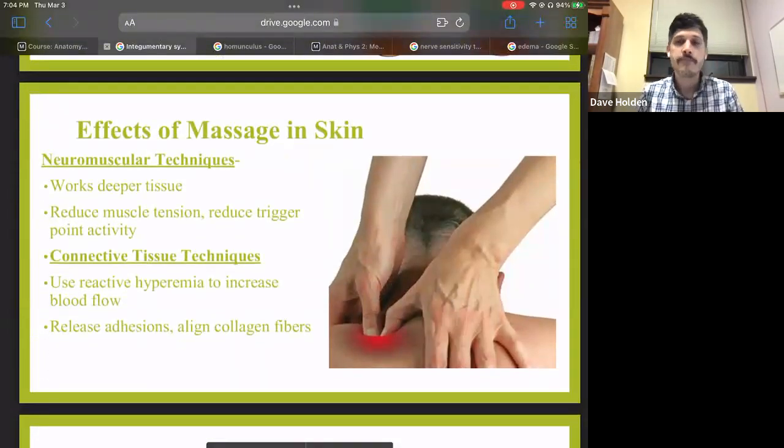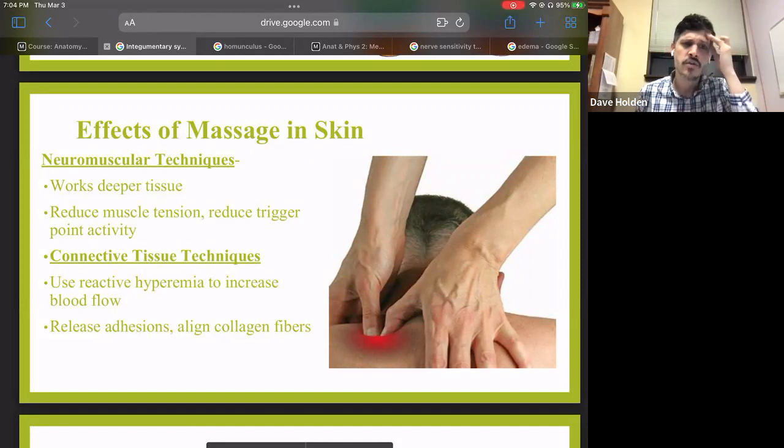Now, as we work deeper tissues, for example, with neuromuscular, where we're really aiming through the skin to get down to the muscle below, neuromuscular techniques will still play a role on the skin. It reduces muscle tension and reduces trigger point activity. And when you're done, it increases blood flow to that area. When you increase blood flow to some muscle under the skin, you are still increasing blood flow to the skin over that muscle. You can't do one without the other. You bring blood to an area, it goes everywhere in that area. Muscle, skin, bone, organ, all of it.